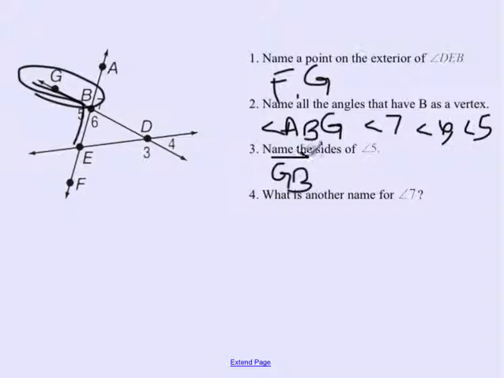So I'm going to write the letters GB, and I'm going to put a little arrow over it. Next, I'm going to have BE as a ray, so I'm going to write BE, and I'm going to put a little arrow over it. Okay. Last but not least, what is another name for angle 7?